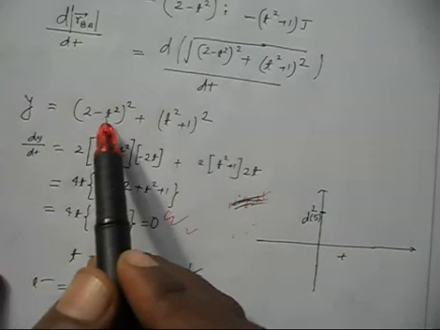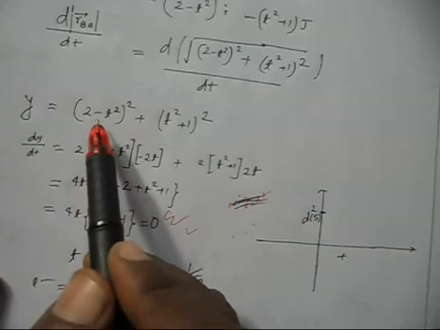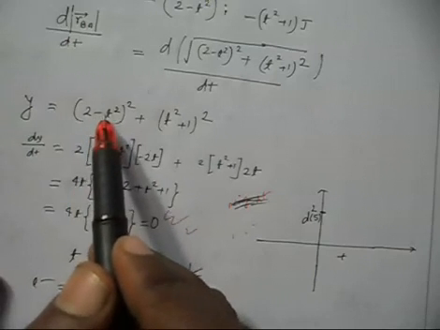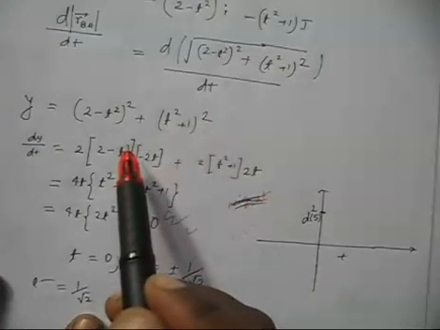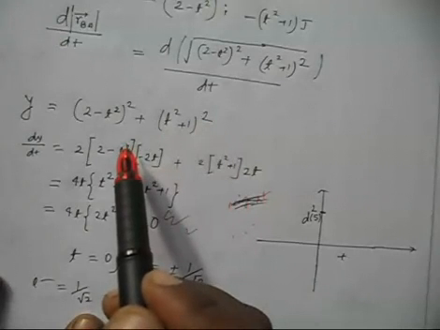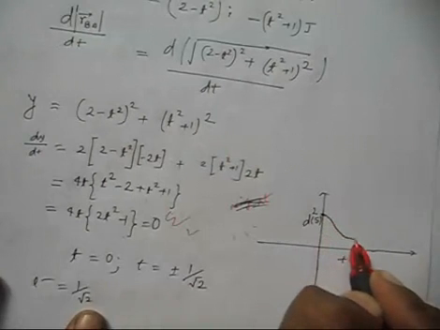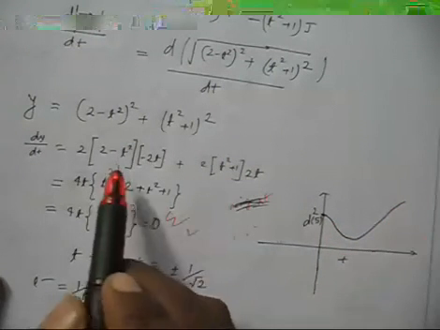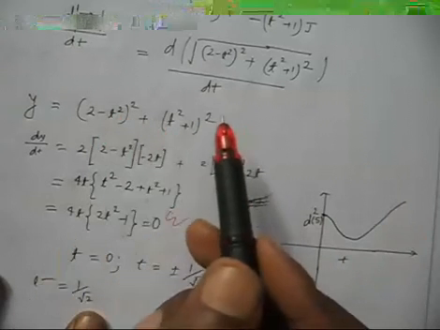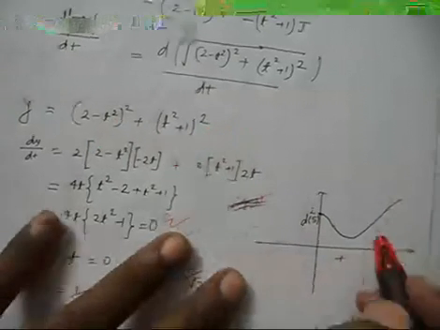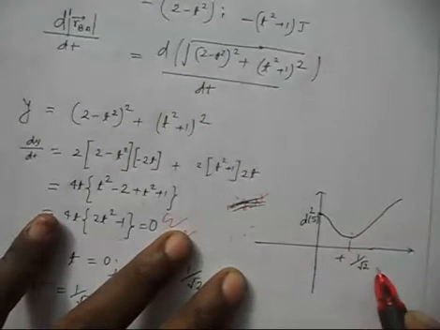If you take t less than 1 by root 2, let us take 0.1, you will find 1.9 whole square plus 1.1 whole square. So you can find this distance goes on decreasing, and at time 1 by root 2 this distance is minimum, and after that this distance starts increasing, because if you take t equal to 5, t square and then t square, of course this distance will increase. So this is the point where this distance is minimum, that is 1 by root 2 second.